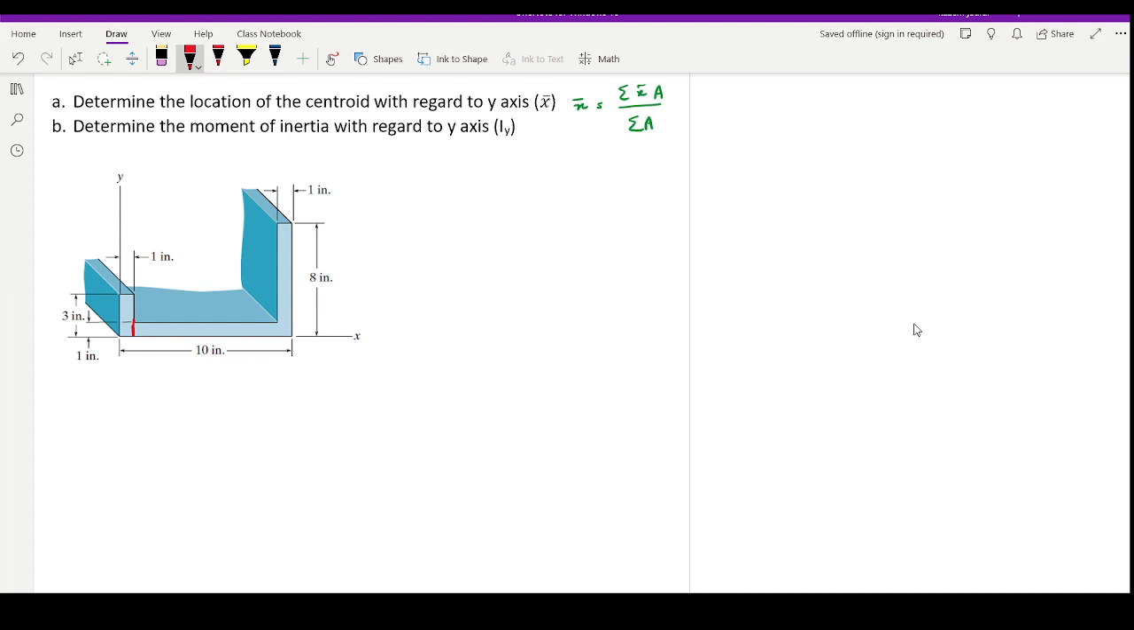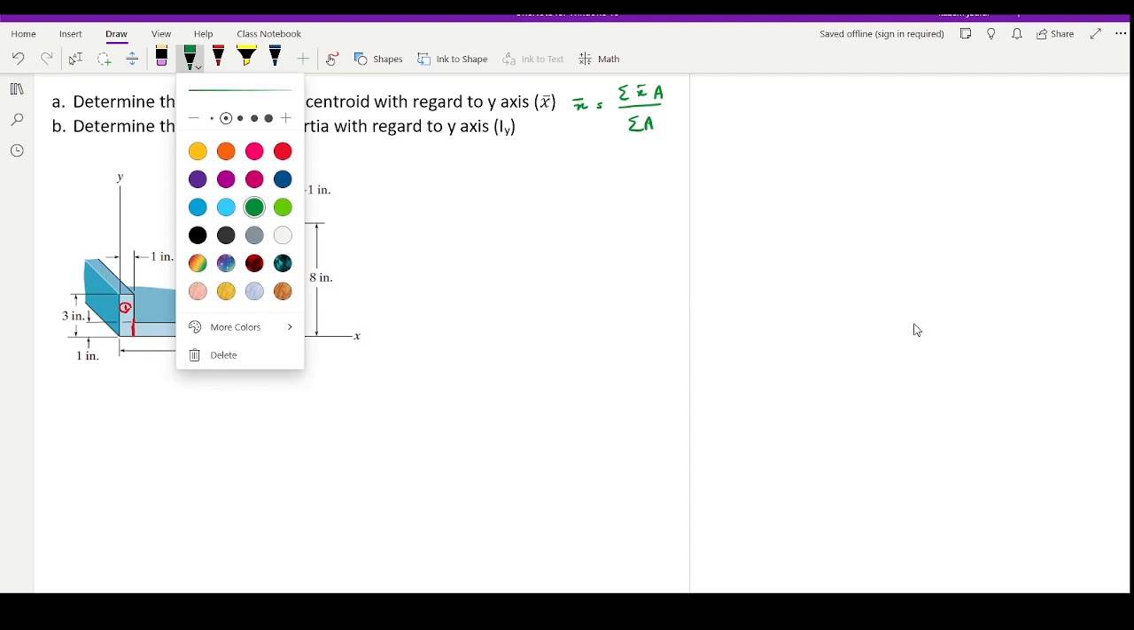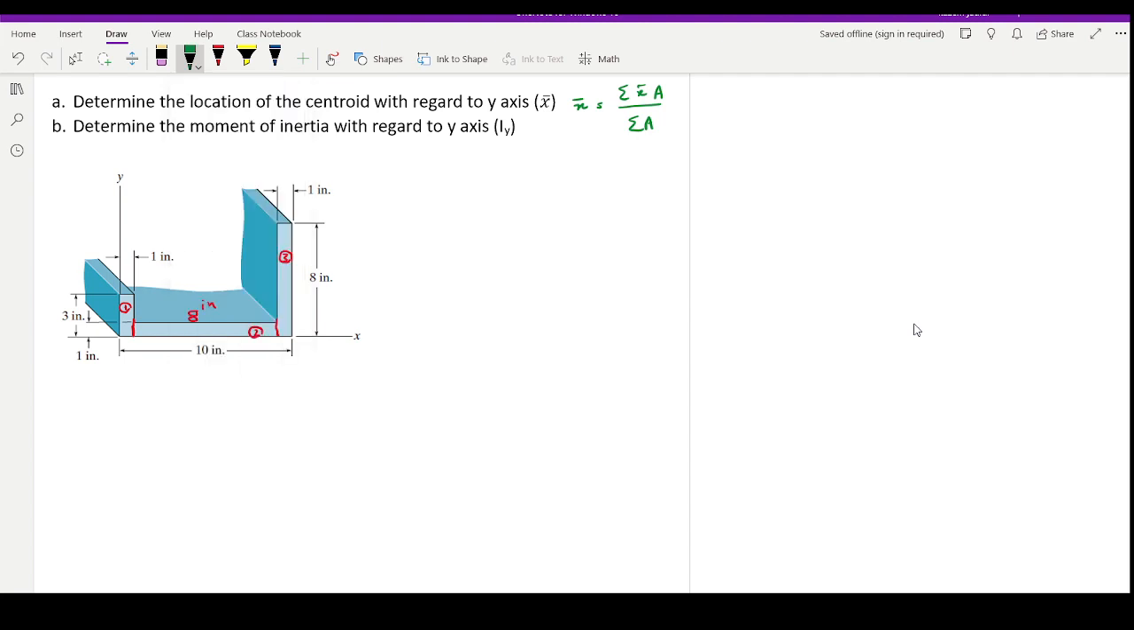So this is going to be my figure 1. Then from here, this is going to be my figure 2, and this is going to be my figure 3. That means that this second rectangle has a length of 8 inch. I write it so that I don't make a mistake. Now for each segment or each shape, I'm going to find x and a and plug it into this equation, and I will use the same shapes to calculate this Iy.